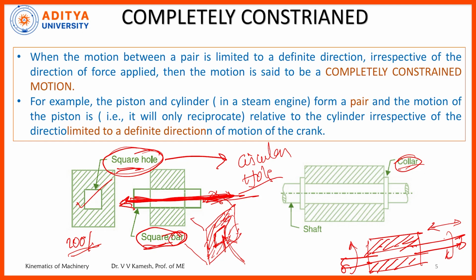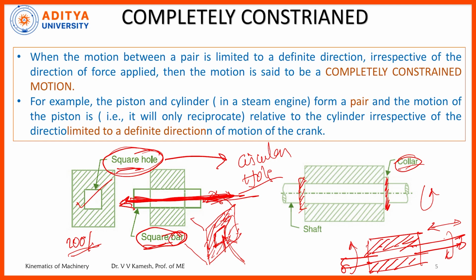But we need to make it as completely constrained. So I need to have only rotation, right? So linear movement is to be stopped. So what I need to do? I need to put a collar here. So it cannot move, go inside, right? That's why to prevent the horizontal movement, we are putting some collars, right? Suppose the collars are removed, it cannot be called as a completely constrained, right? So the shaft can move only in one direction, so only rotation can be possible, right?